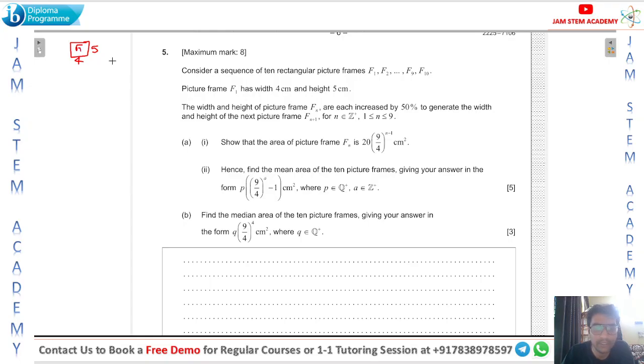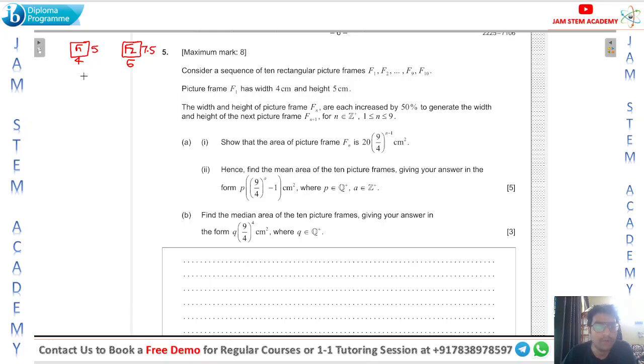Now for frame 2, it says the width and the height of the picture frame Fn are each increased by 50%. So for the next frame, F2, the width will be 4 plus half of 4, since 50% is increased. So basically it will become 6, right? And the height will become 5 plus half of 5, which means 7.5 in total. So in this way, we have to get the next frame.